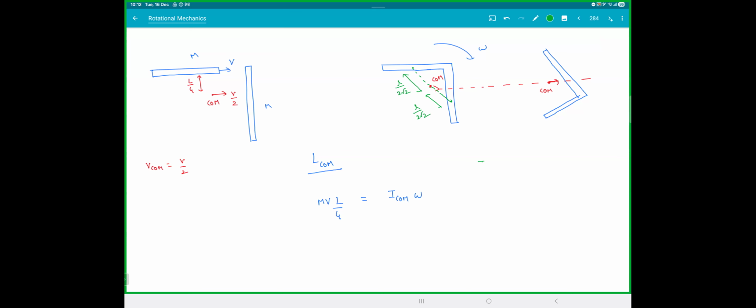So when you want to find ICOM, you have to use the parallel axis theorem. ML square by 12 plus M into L by 2 root 2 whole square, into 2 times, because there are 2 rods. Is that clear, everyone?